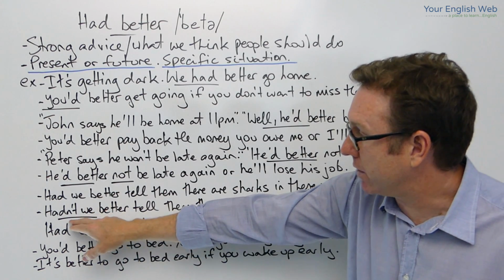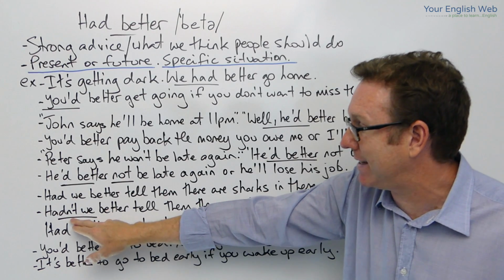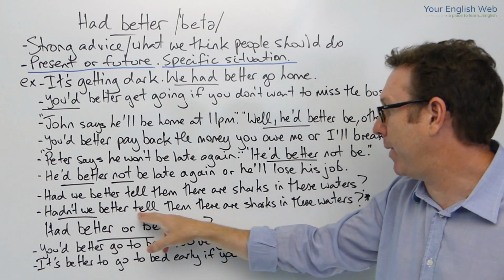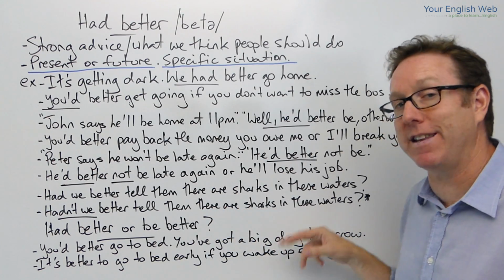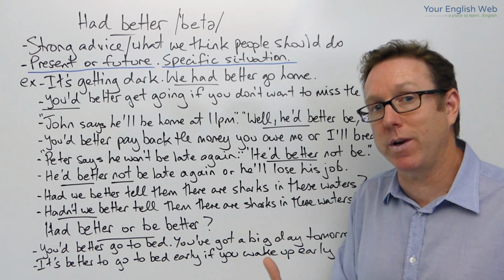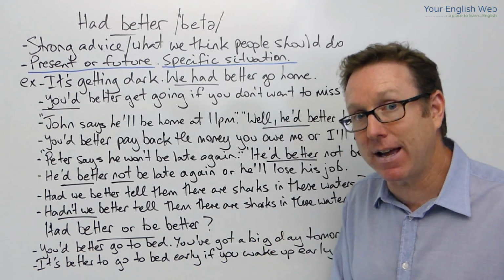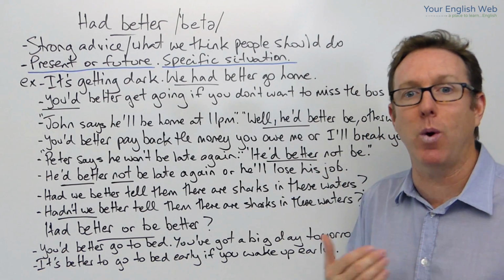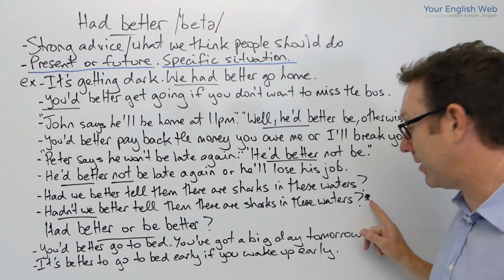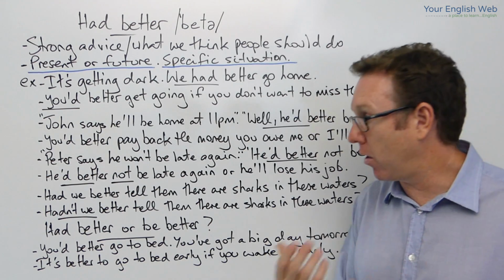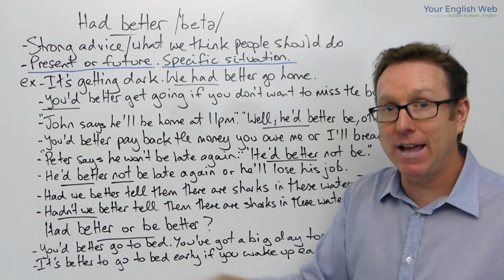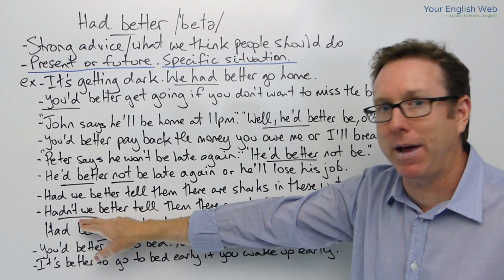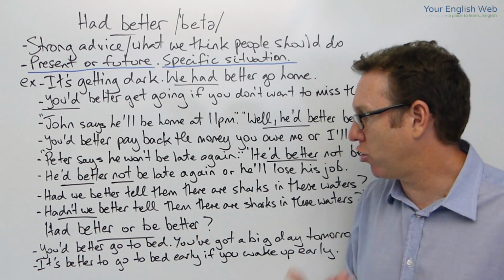It's better here to put the negative, hadn't we better, for questions. Hadn't we better tell them there are sharks in these waters? Okay, shouldn't we tell them that? Hadn't we better tell them that? That is the most common form when we're forming questions like this. So here we can see that we have the asterisk. Remember that had we better is okay, but it's not common. And hadn't we better is the more common structure.